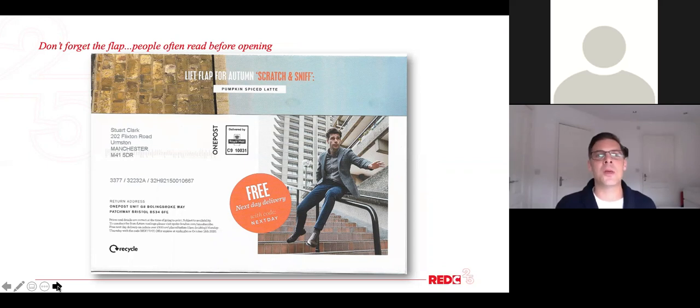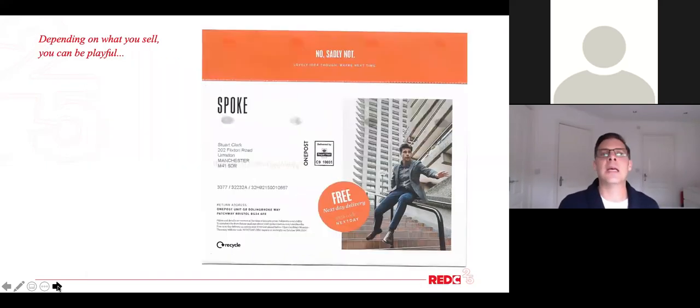If you've seen my email masterclass, you'll know that I'm a big fan of this company. They're called Spoke. This is, again, something I got the other day. So they've used the flap of the envelope. The flap is guaranteed to get read because it's the point you actually have to stick your finger in and open it. So actually it's a good place for a message. They have a bit of fun with this. It says, lift the flap for autumn scratch and sniff, pumpkin spiced latte. And then when you open it, it says, no, sadly not. Lovely idea though, maybe next time. So, depending on what you sell, you can afford to be a little bit playful with your message. That's certainly something folk do.